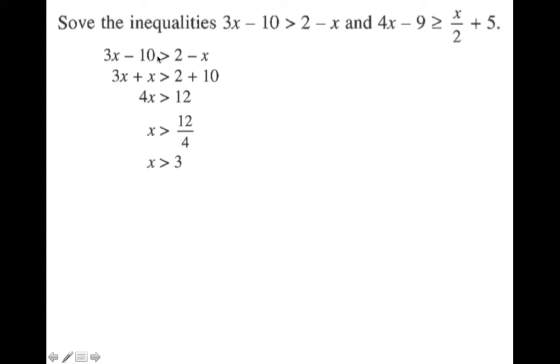Let's do it. Here's the first inequality. Looks like we added 10 over here, moved that x over there. We combined like terms. Then we divided by 4, and we have x is greater than 3. And the second inequality. Here's our statement. Looks like multiplying by 2. Everything has been multiplied by 2 to get rid of this fraction here.